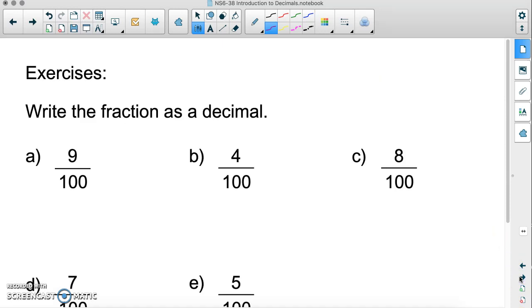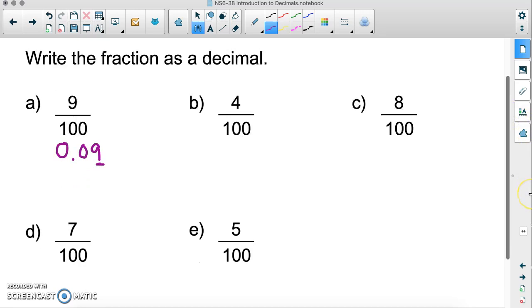Now on your whiteboards, I want you to write the fraction as a decimal. Let's do A together first. We have 9/100ths. As a decimal, this would be 0.09 because we're talking about the hundredths. So we need the hundredths place value, which is the second number in. I want you to try B, C, D, and E on your whiteboard, and then you're going to resume your screencast when you're ready.